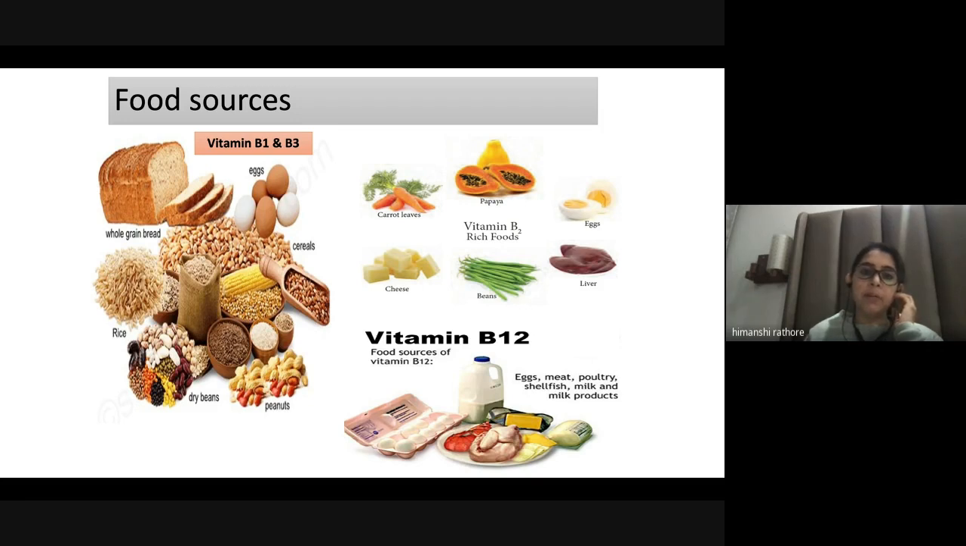Then here is a slide which is showing you the food sources of different vitamins. You can see vitamin B1, that is thiamine, and vitamin B3, that is niacin, are present in cereal and cereal products like whole grain bread, wheat, other cereals, rice, beans, peanuts. They all are rich sources of vitamin B. Especially rice contains a good amount of vitamin B1. Then vitamin B2 rich foods are carrots, beans, eggs, liver and cheese.